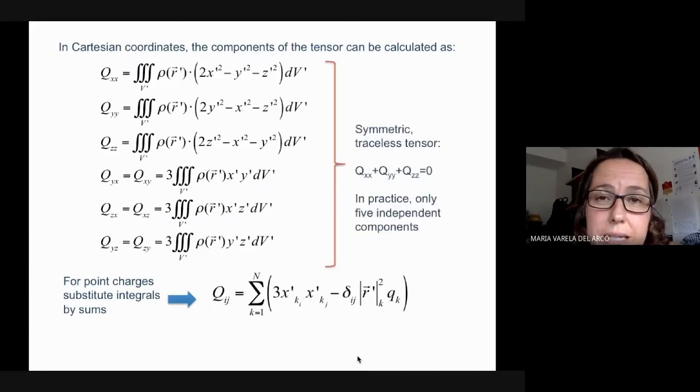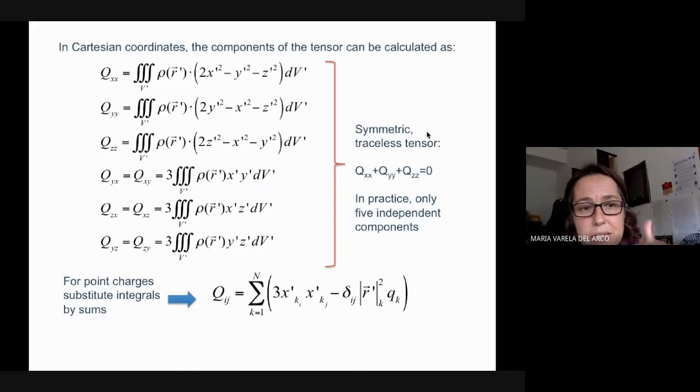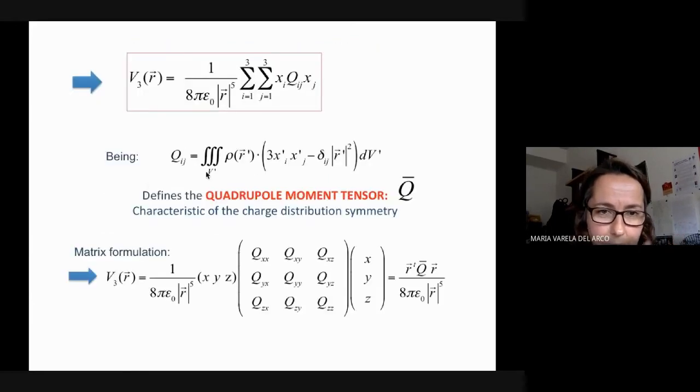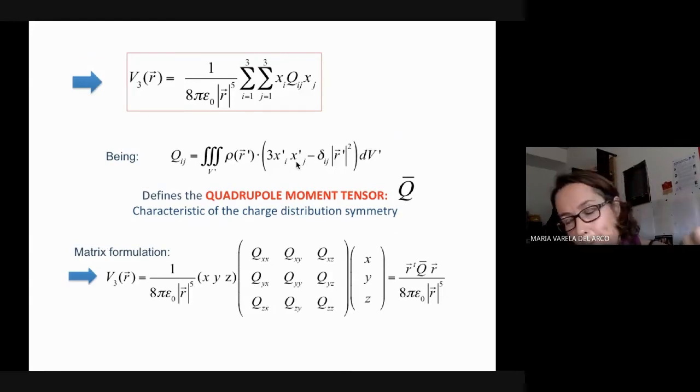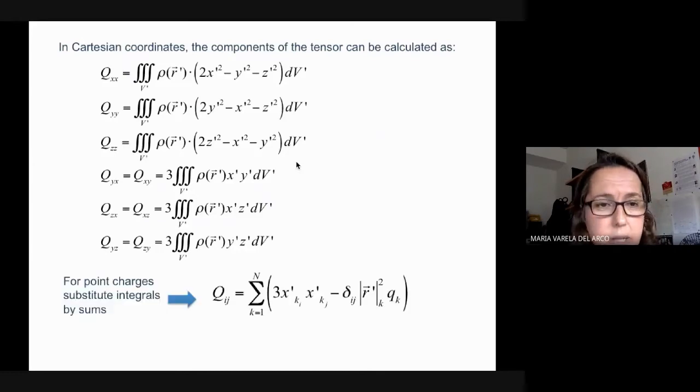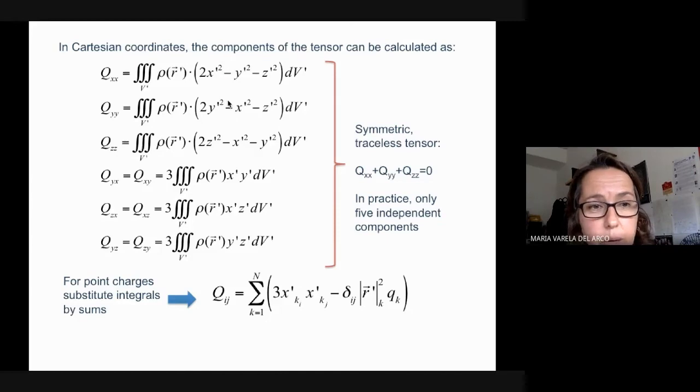Now, interesting things about the quadrupole tensor: first, it's a symmetric tensor. And it's not difficult to see that Qyx equals Qxy if we go back to the definition of the different components right here, because there is no difference if I just invert i's and j's. And second, it has zero trace. If I sum Qxx, Qyy, and Qzz, it doesn't take a lot of work to see that these cancel each other. So in principle, our tensor of 9 components will only have 5 independent components.